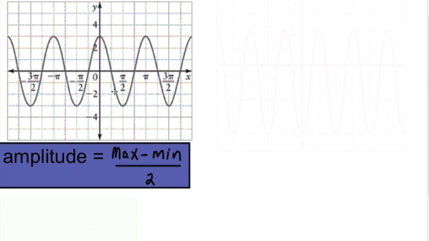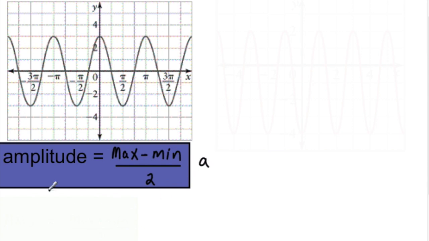The amplitude is how much it's stretched or compressed from its original form. The amplitude is also defined to be the distance from the axis to the maximum. Or one way to look at it is it's half the distance between the maximum and the minimum. And that's where this equation comes in. So if I can determine the amplitude from this equation, I've got the a value.